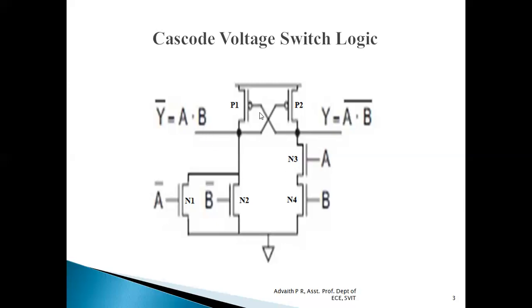We are using two PMOS transistors P1 and P2 and four NMOS transistors N1, N2, N3, and N4. The gate terminal of N1 is connected to A bar. The gate terminal of N2 is connected to B bar. The gate terminal of N3 is connected to A. The gate terminal of N4 is connected to input B.